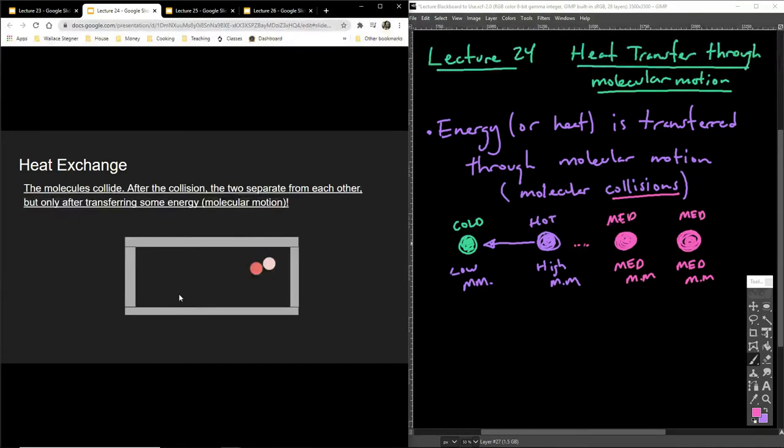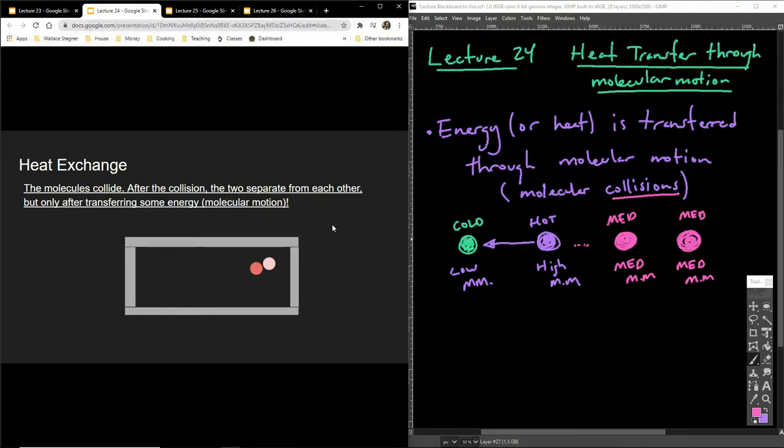It gets a little closer. And then when the molecules collide, the two will separate from each other, but only after transferring some energy. And that's basically what I said right here. Energy is transferred through molecular motion. So when two molecules of different energies collide, they exchange energy with each other. And the one with the higher energy always, always, always gives some of its energy to the one that has less energy. Okay, it never goes the other way around.